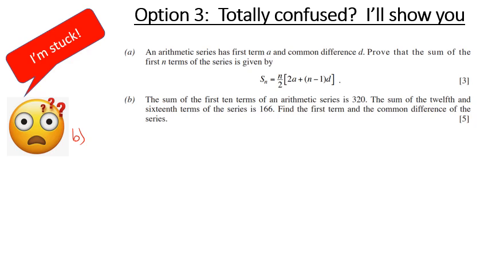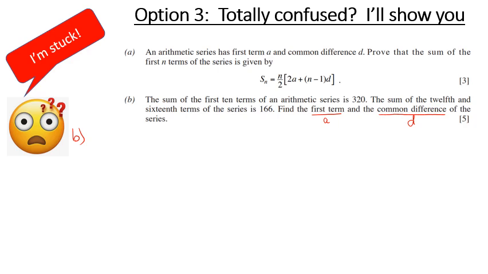Okay, so in part B, they're asking us to find the first term and the common difference. So they're asking us to find a and d. If they're asking you to find two different things, then there's a really good chance that you're going to have to use simultaneous equations. So if they give you two clues, and you can write down two different equations, then you can solve them simultaneously, and that's going to give you two different letters.